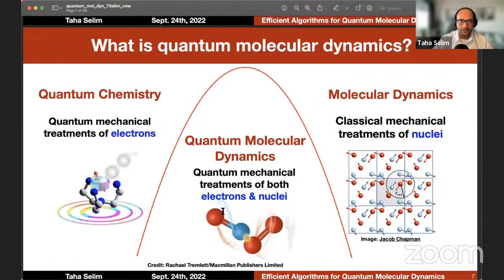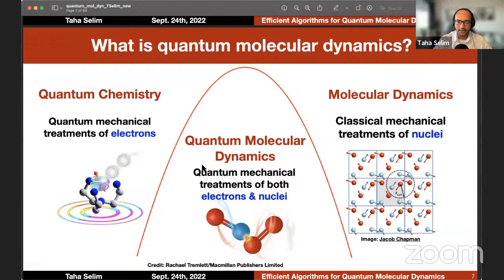So now we come to the first question. What is quantum molecular dynamics? People think of quantum chemistry as the field to simulate molecules, and this is not correct. Quantum chemistry is the quantum mechanical treatment of electrons. Molecular dynamics is a way of using classical mechanical treatments of the nuclei, using, of course, some kind of force fields. But the combination of both would give birth to quantum molecular dynamics.